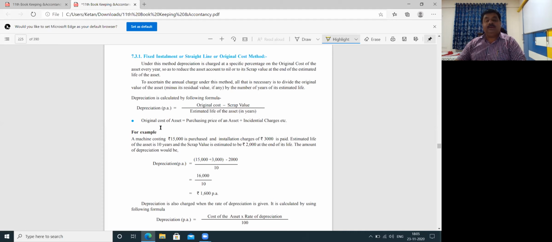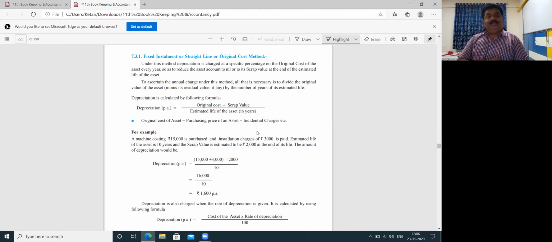Here original cost of asset means purchasing price of the asset plus incidental charges, that is the installation charges, erection charges, documentation charges, transport expenses for the asset like this. मी तुम्हाला अगदी सिंपल गोष्ट सांगतो. For example, you have machinery of 10 lakhs, 10 लाखाची machinery. And you decided that you will charge depreciation 10% per annum. अब 10 lakh का 10% कितना होगा? 1 lakh.